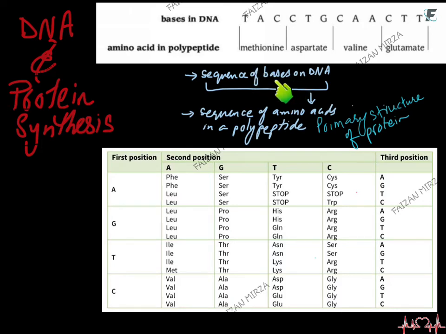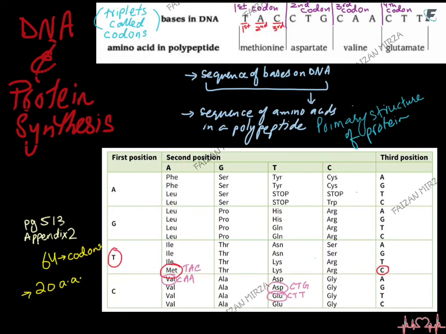The sequence of amino acids in a polypeptide is the primary structure, and the sequence of bases in the DNA dictates the sequence of the amino acids in a polypeptide. How do you use this dictionary? You should know how to use it. If you work this out, the first codon is TAC. A codon means a triplet of bases which codes for a certain amino acid. The first position is T, the second position is A, the third position is C. In the first position column you look for T. In the second position column you look for A. So you go down in A, you go ahead in T, and you look for this box. For the third position you have to look for C.